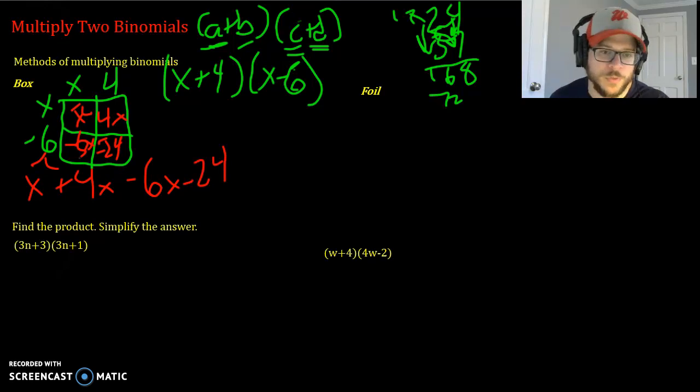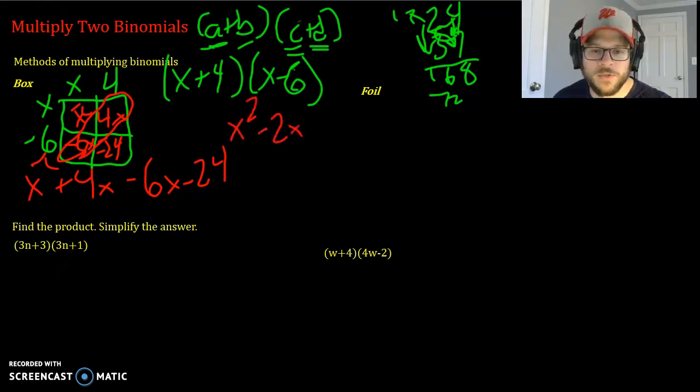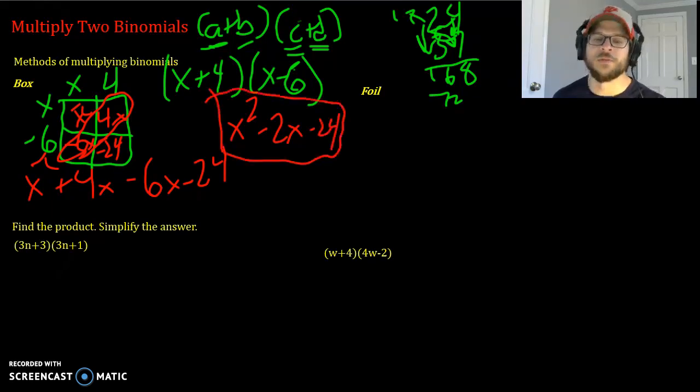Usually the two terms that you're going to be combining together are these, the 4x and the negative 6x, and when you combine those together, you get a negative 2x. And it's written in standard form, your highest degree first, then your next lowest, then your next lowest, and that's it. That's your multiplication problem.